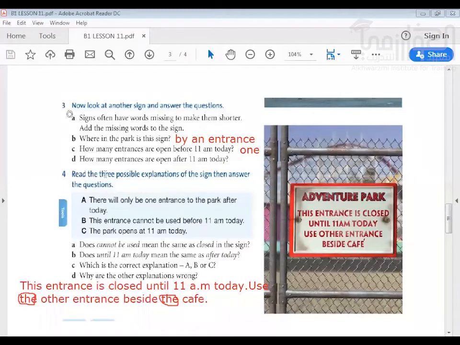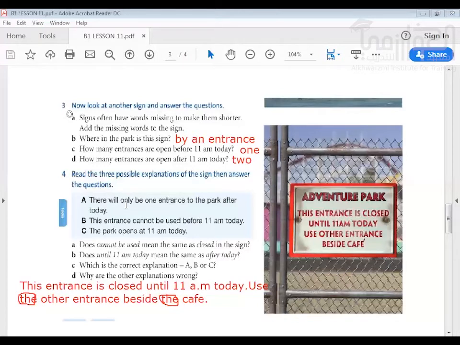And then how many entrances are open after 11 a.m.? So it will be what? Two. This one and the other one. So 2 entrances. Good. Now let's look at this. Read these possible explanations of the sign, then answer the questions. So we'll read and then answer these questions too.